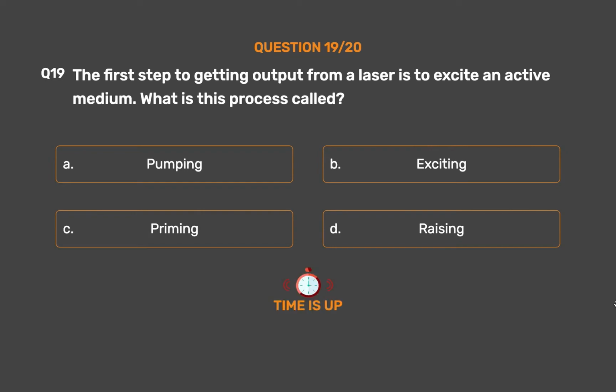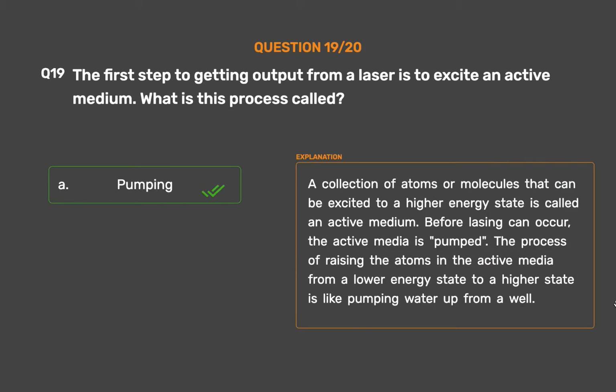The correct answer is option A, pumping. A collection of atoms or molecules that can be excited to a higher energy state is called an active medium. Before lasing can occur, the active media is pumped. The process of raising the atoms in the active media from a lower energy state to a higher state is like pumping water up from a well.